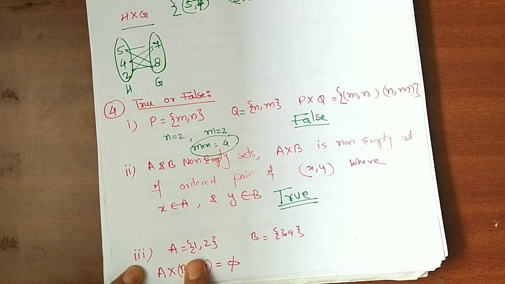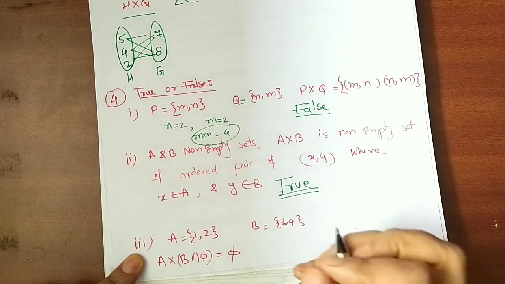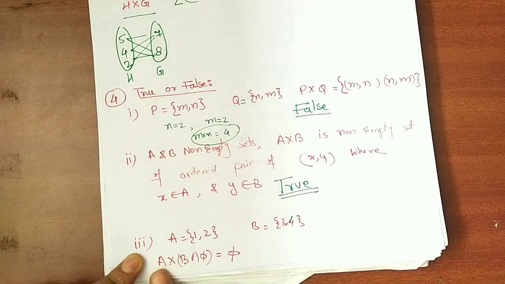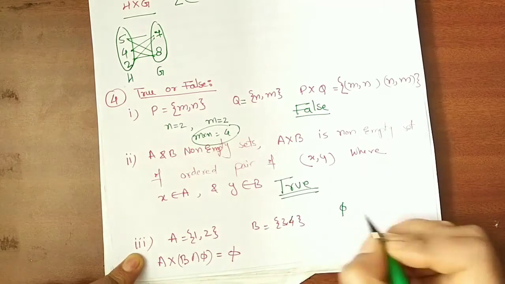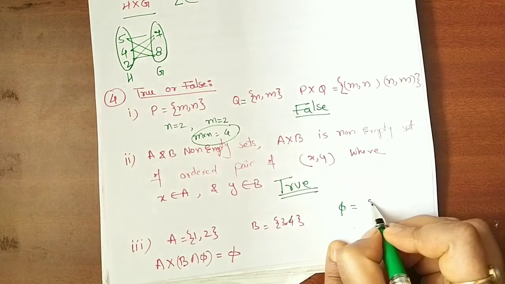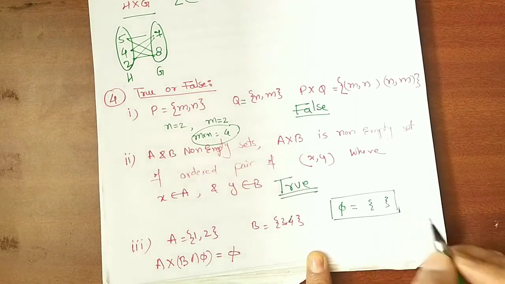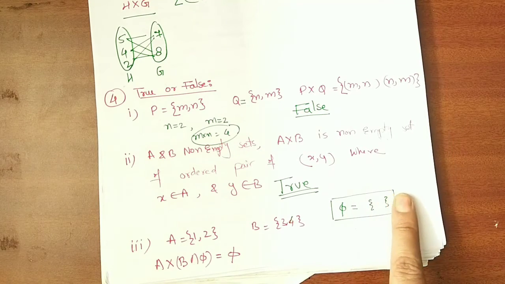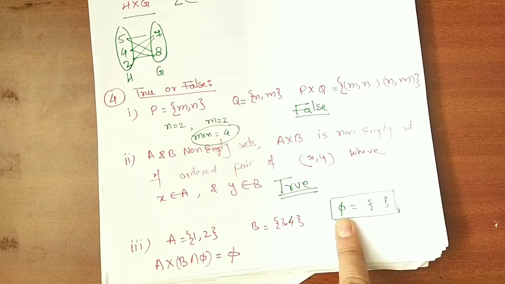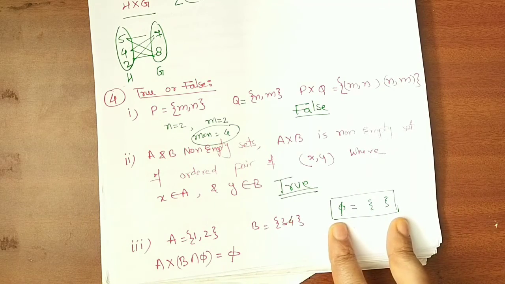Now the third part. They have given A is {1, 2} and B is {3, 4}. They're asking what is A cross (B intersection phi). What is phi? Phi, guys, is nothing but a set having no elements, which is also known as the null set. The representation of the null set is either phi or empty braces. Please don't keep anything inside. So this is called the null set.